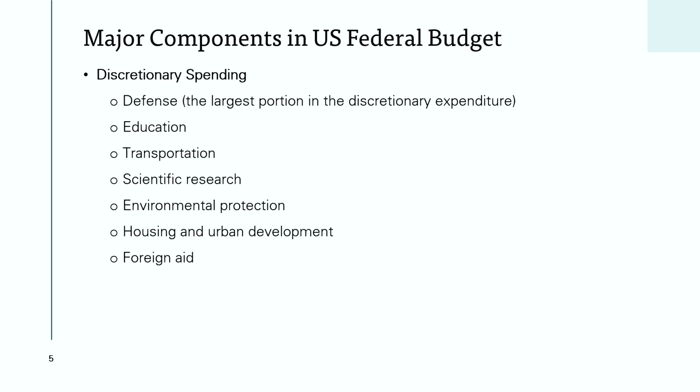Here is discretionary spending, which Congress negotiates each year. Defense spending is the largest discretionary category, covering the military, veterans, and defense-related activities. Non-defense discretionary spending includes education, transportation, housing programs, environmental protection, and scientific research. Since these programs are not automatic, they are often the focus of the political debates about spending cuts or expansions.